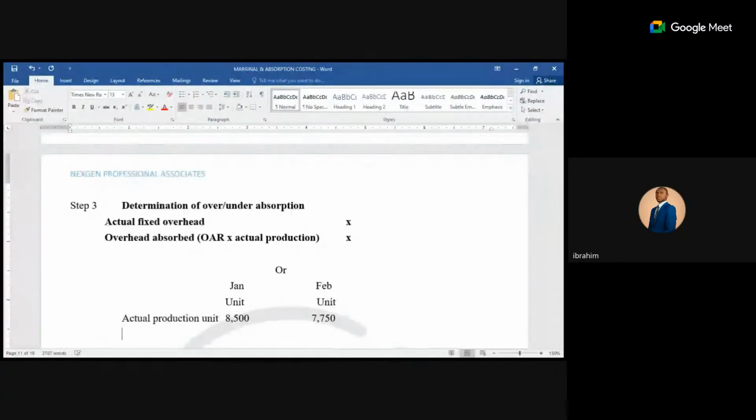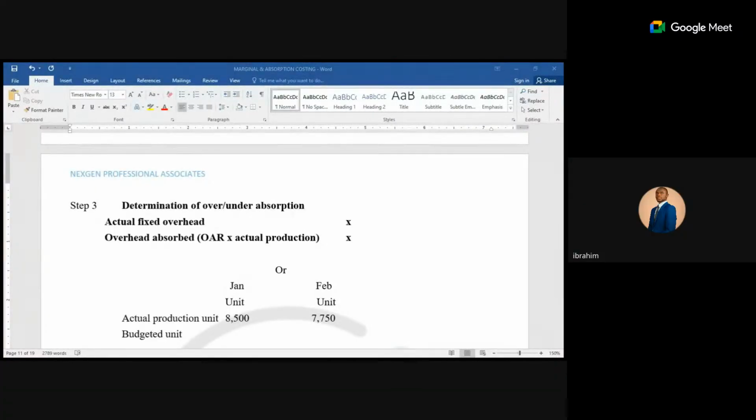What is the budgeted unit given to us in the question? 96,000 units. 8,000, you said? 8,000 units. Thank you, Margaret. The 96,000 units is annual.